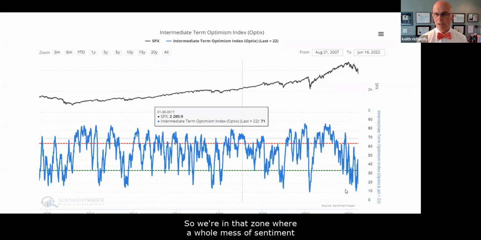So we're in that zone where a whole mess of sentiment indicators are screaming that people are too fearful. And that, believe it or not, is a good thing. So we're set up for this market to bottom, perhaps not today, but way earlier than I think some people are expecting.